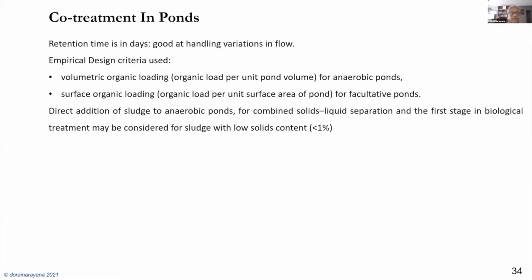In ponds, these are generally quite resilient, because ponds have very long retention time. So variations in flow are quite easy for these ponds to handle. And if you have an anaerobic pond followed by a facultative pond, then a lot of times, when you have very low solids content in the sludge, you could add it directly into the anaerobic pond without a solid-liquid separation, right? Provided it's a dilute sludge.